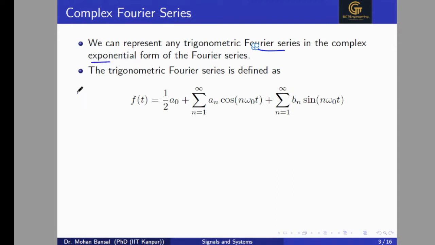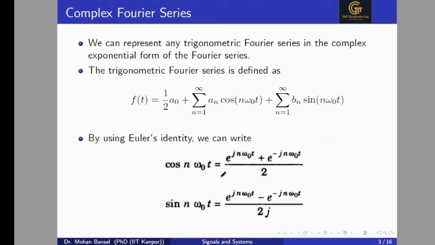So we know this is the trigonometric Fourier series that can be represented as f(t) equal to a0 divided by 2 plus summation of n equal to 1 to infinity a_n cos n omega naught t plus summation of n equal to 1 to infinity b_n sin n omega naught t. This is the trigonometric Fourier series that we have, and we can represent it in terms of the complex Fourier series also. So what will we do here? We'll represent cos and sine in terms of the exponential terms using Euler's identity.